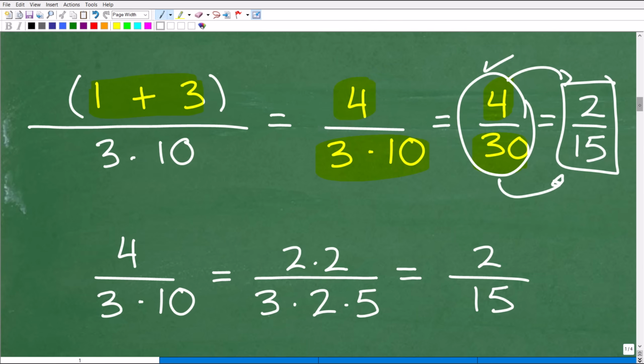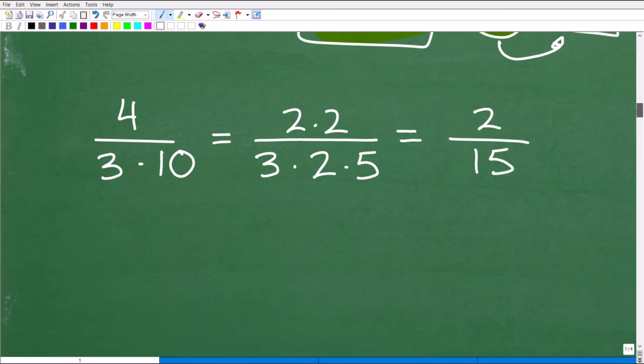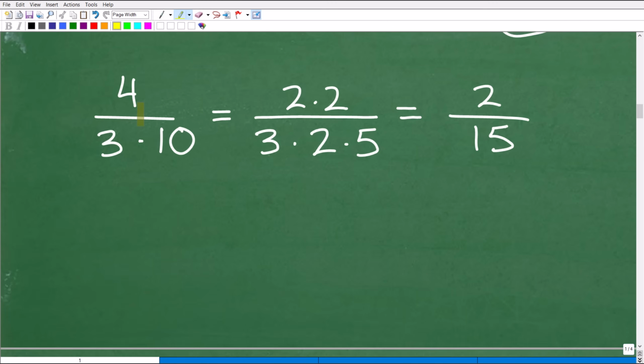But let's take a look at the problem at this point. You have to take this 1 and add it to 3. You have no choice here in the numerator. Of course, we have the order of operations; we have to do what's inside the parentheses. So that's 4 over 3 times 10. But a better way is to always be thinking of factors. You always want to look for opportunities to cross-cancel.